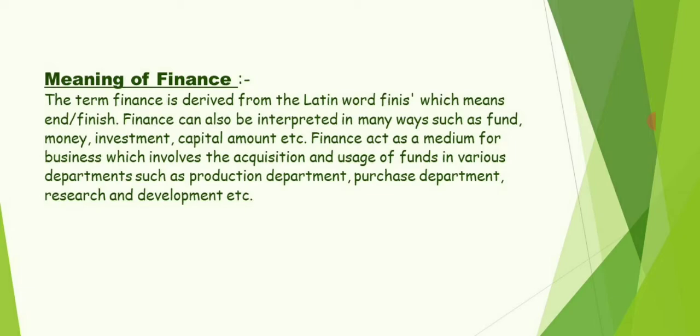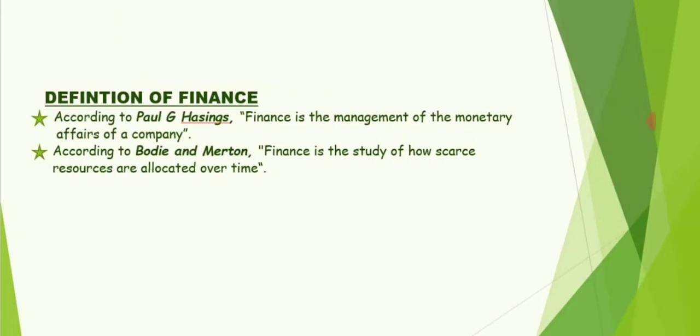And next come to the definitions of finance. See here, two definitions are there. According to Paul G. Hastings, finance is the management of the monetary affairs of a company. And next definition, according to Bodie and Merton, finance is the study of how scarce resources are allocated over time. Not only these two definitions, there are so many definitions.